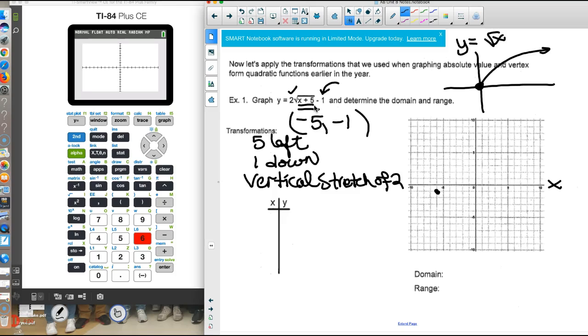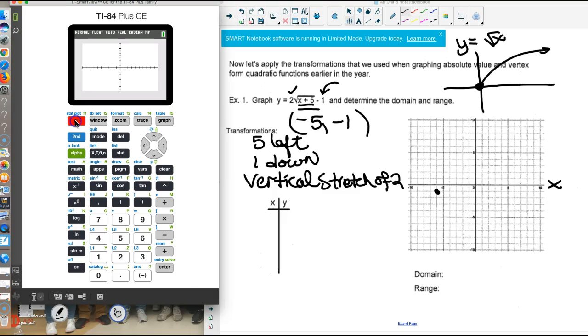And they want you to put other points on your table. Does that make sense? So what we're going to do is go in here to our y equals. It's in the top left. And we're going to go look at our calculator's table.